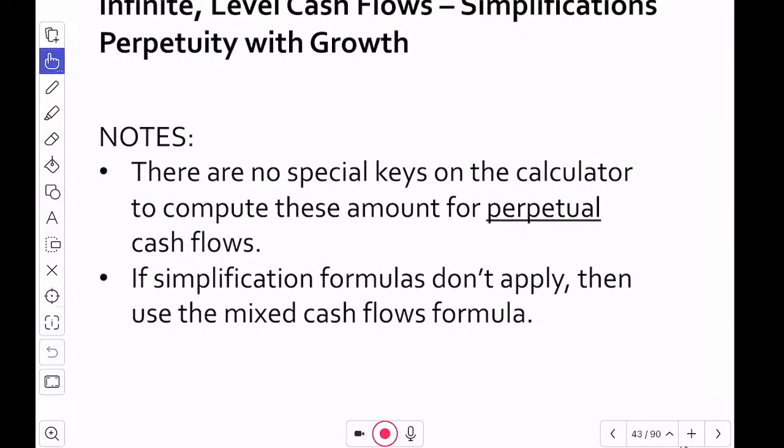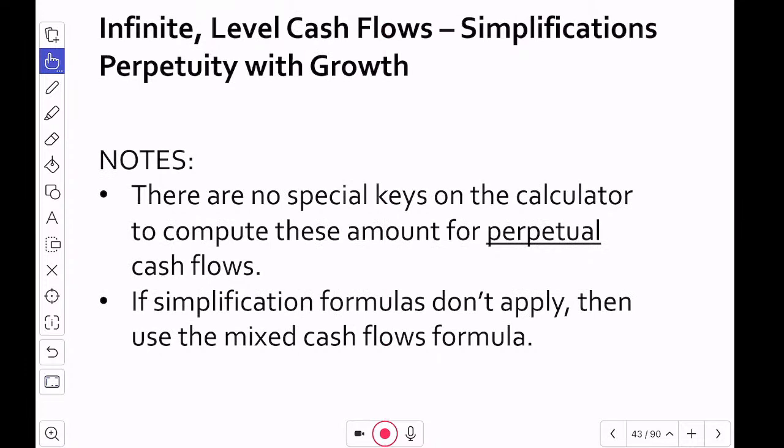All right, so if you don't have any comments, then I'm going to make a point that notice we didn't use the time value of money keys, we didn't use the worksheets. These were just formulas, and these formulas you should be familiar with. They're on your formula sheet. There are no special keys in the calculator to compute them. You just have to know the formula. In the case that the simplification formulas do not apply, then you need to use the mixed cash flow formula.